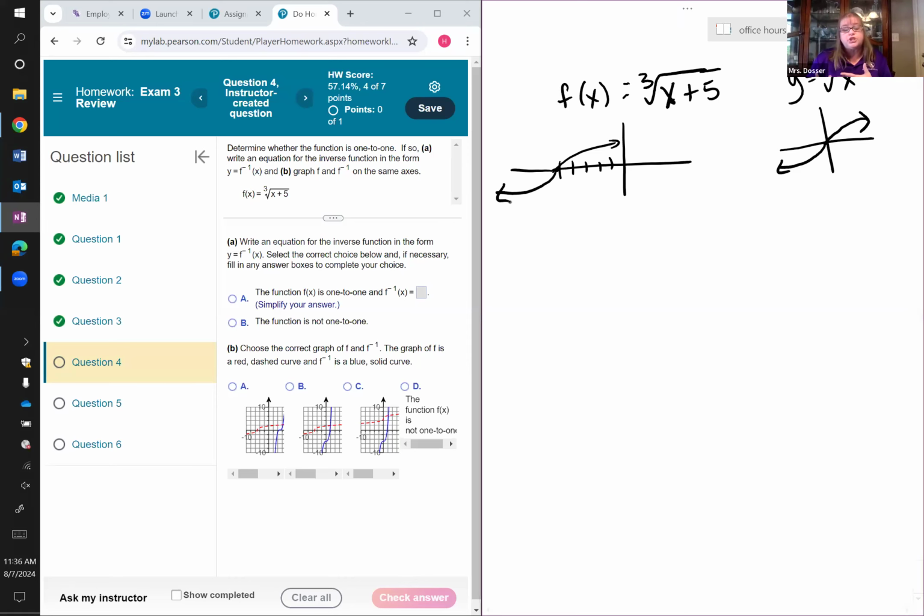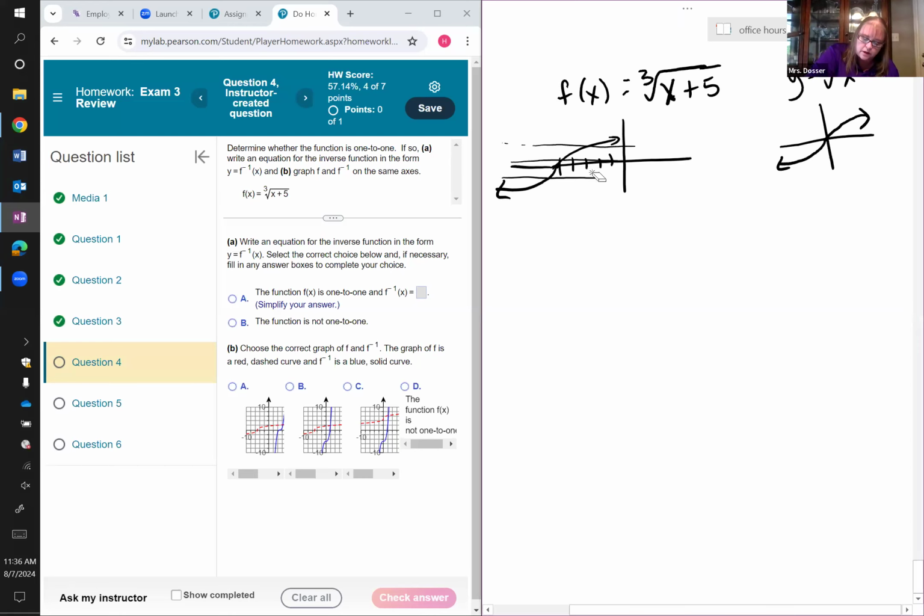Again, we know it passes the vertical line test, so we know it's a function. We're trying to determine if it's one-to-one, which means we need to perform the horizontal line test on it. So we draw horizontal lines everywhere on this graph, and as long as each touches the graph only once, it passes the horizontal line test and is one-to-one. This one does pass, because all of those horizontal lines only touch the graph in one spot. And so we can proceed with the problem because it is one-to-one.